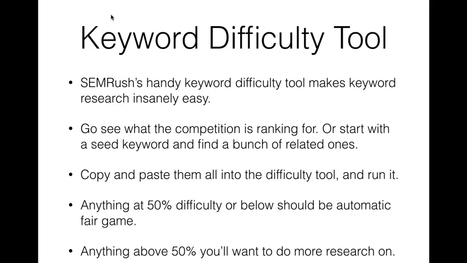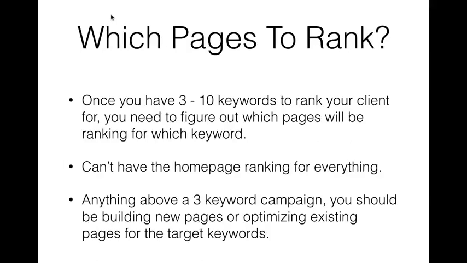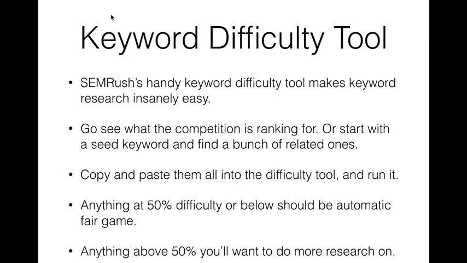They have a keyword difficulty tool, so you can see what the competition is ranking for, or start with a seed keyword and find a bunch of related ones, and then copy and paste all of those keywords into the difficulty tool and run it. Anything that comes out at 50% difficulty or below should be fair game. Anything above 50%, you want to do some more research on. So let me show you how to do that.